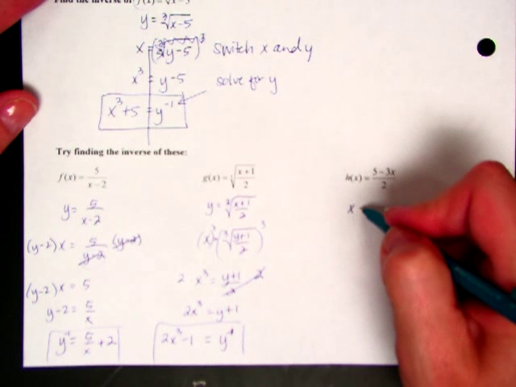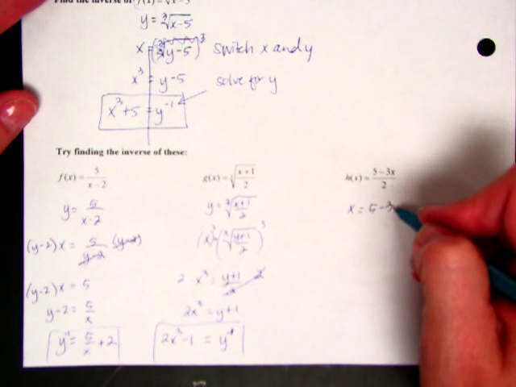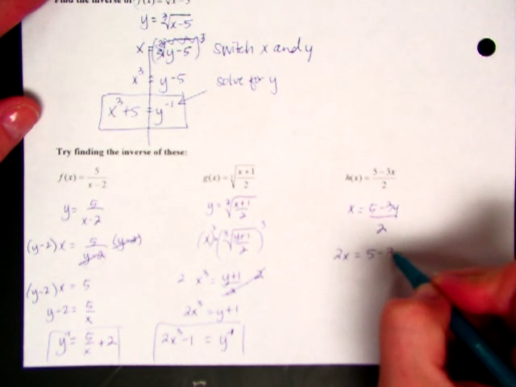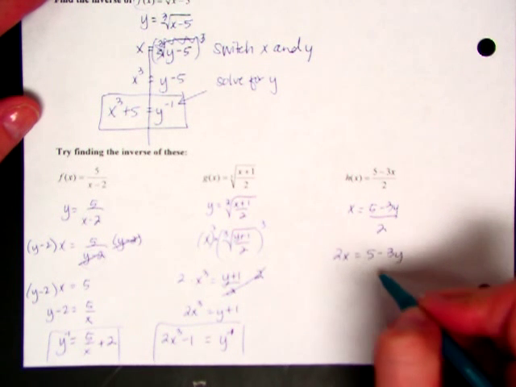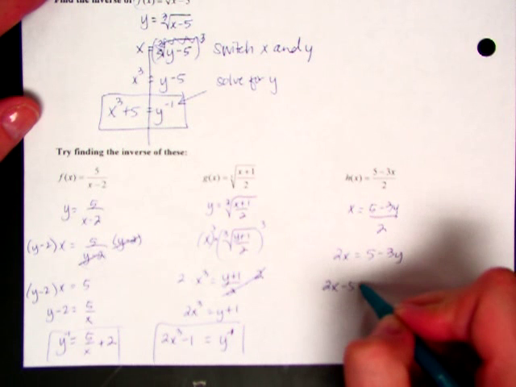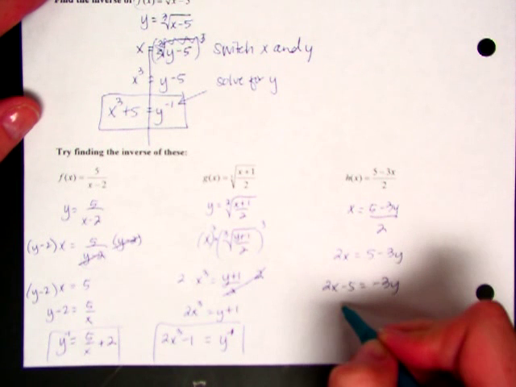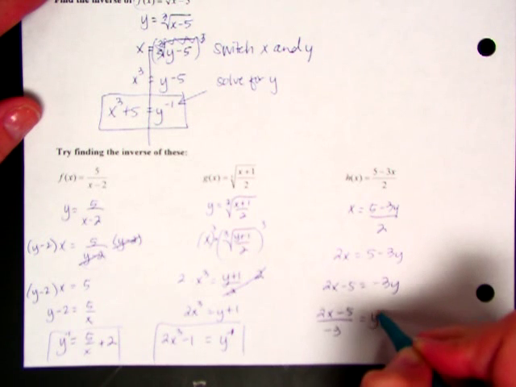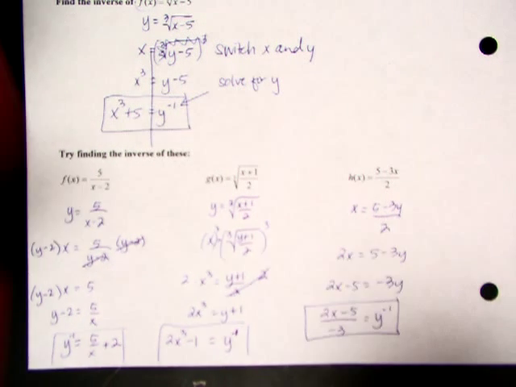Last one, I'm going to switch the x and the y. I'm going to multiply both sides by 2. I'm going to minus the 5. And then divide by negative 3. And that is inverses.